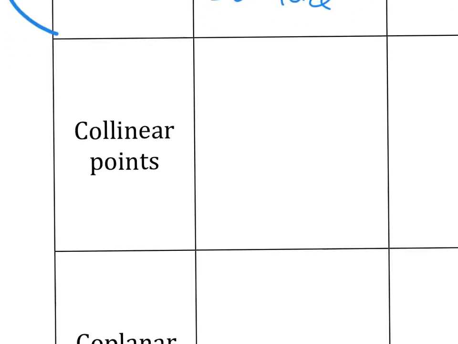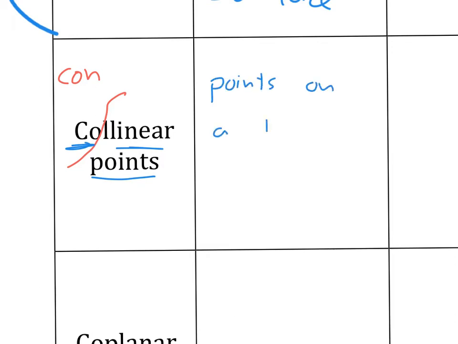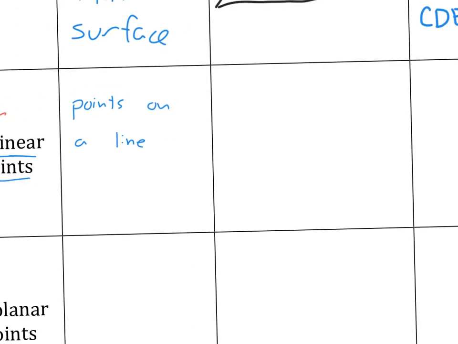All right, most of you probably got this one already. And just to remember, for those of you who speak Spanish, co or con means with, together. So this says 3 different things. Points that are together on a line. Points together on a line. Points on a line.